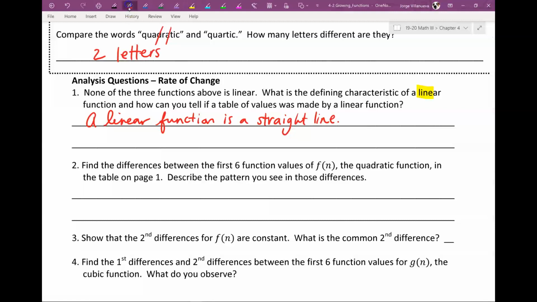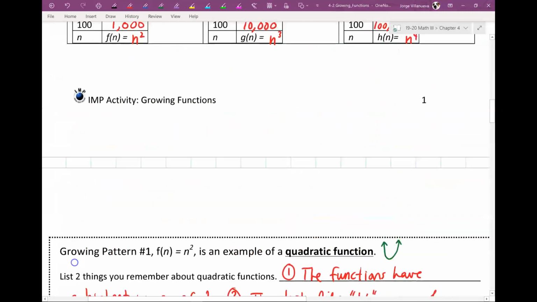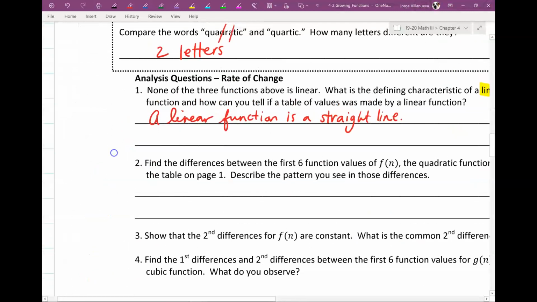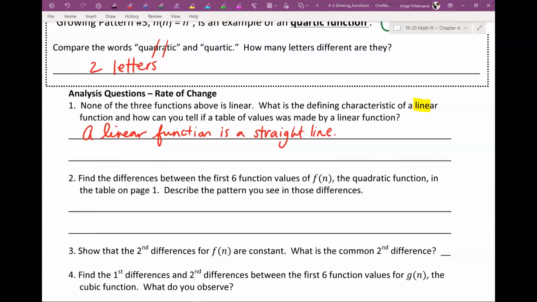So to answer the first part, they say, what's one of the main characteristics? Well, it's a straight line. Then they say, how can you tell if a table of values that was made is a linear function? So how can you tell that if they gave you, let's say over here in the very beginning, 1, 4, 9, 16, 25, 36, if they tell you, is that linear? How can you tell? Okay? So the way you can tell is that the y values will change in a constant manner. All right? So I'm going to put right here, the y values change in a constant manner.